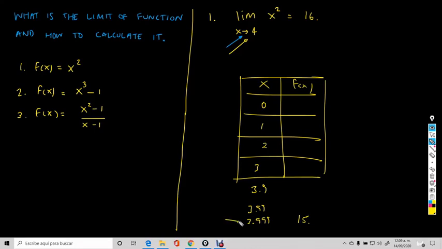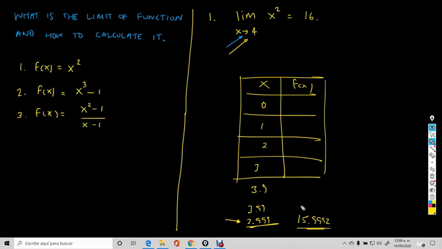When we were almost at this point, 3.9999, this was 15.9992 or something like that. So we can see that as x approaches the number 4, f of x approaches the number 16. And that's how this works.